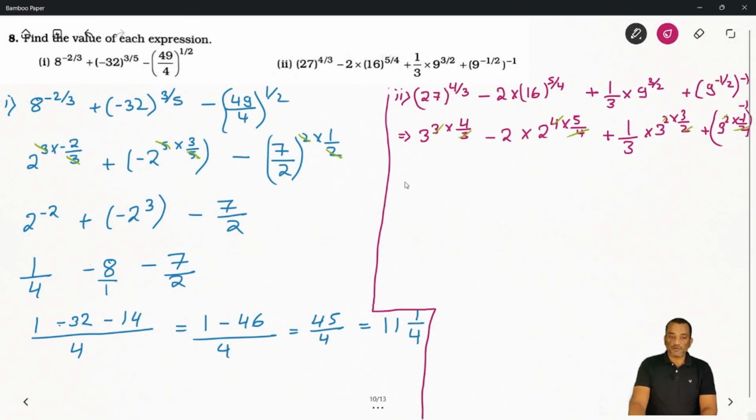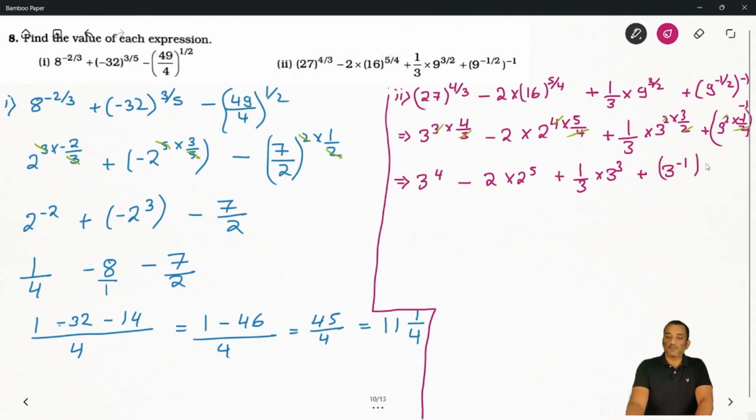So very simple. You can say 3 to power 4 minus, and here you can say minus 2 and times 2 to power 5, then plus you can say this one will get 1 by 3 times 3 to the power 3. Then after that you can say this one you have 1, so you will get 3 to power minus 1, and whole is minus 1. So whole is minus 1.